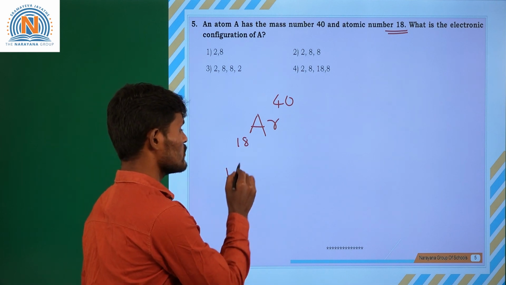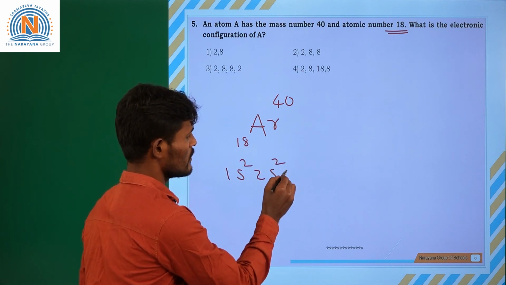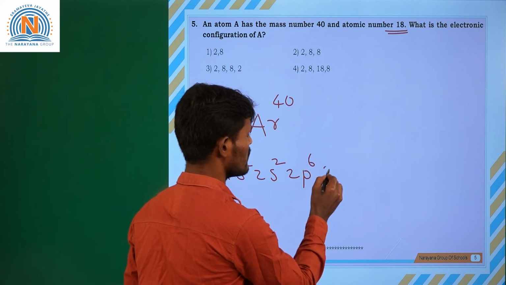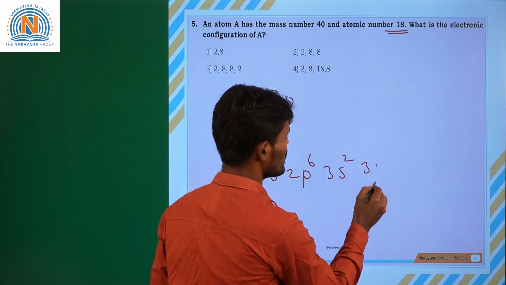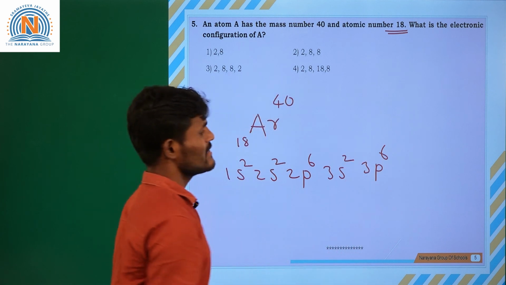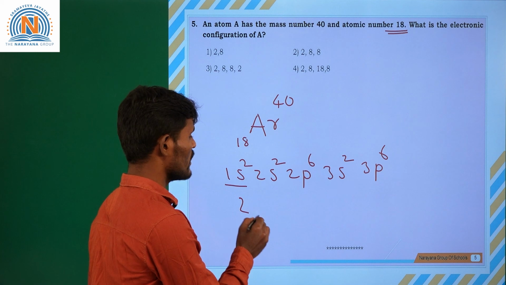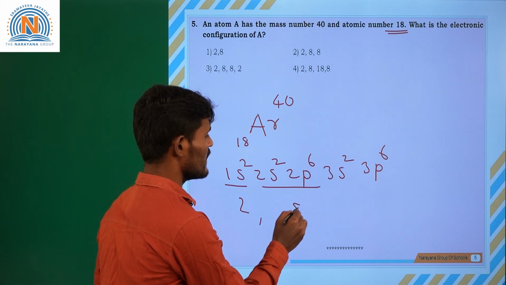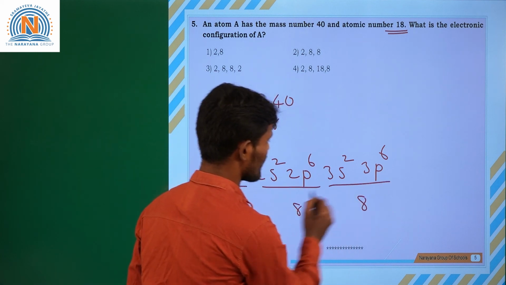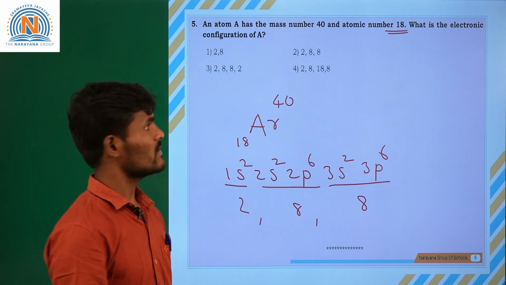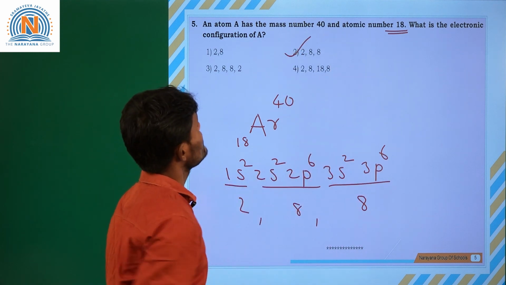Yes, 1s2, 2s2, 2p6, 3s2, 3p6. This is the electronic configuration of argon. In the first shell 2 electrons, second shell 8 electrons, third shell 8 electrons: 2, 8, 8. See here, it is the second option.